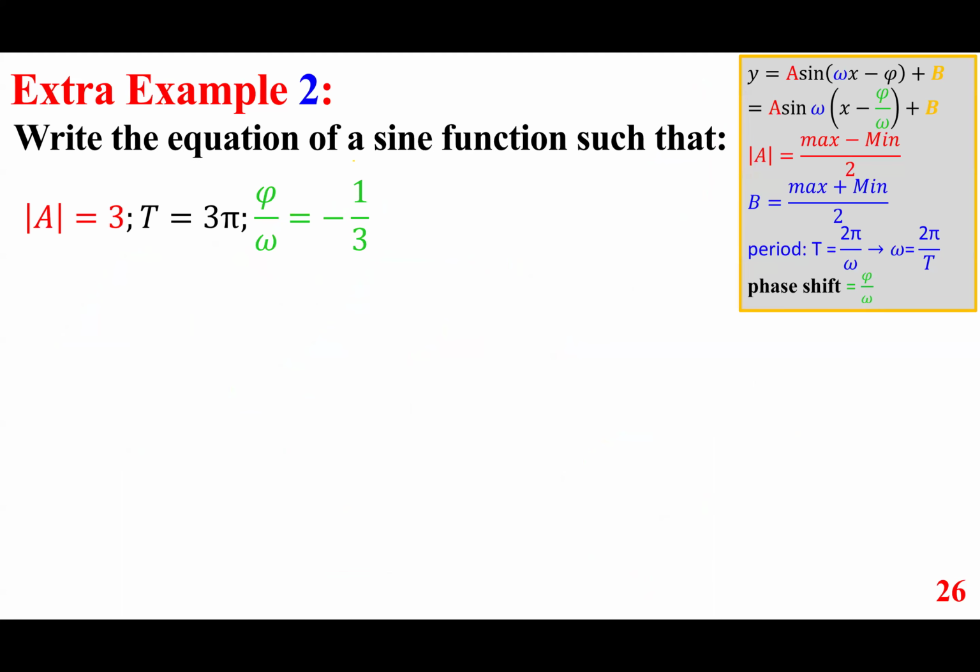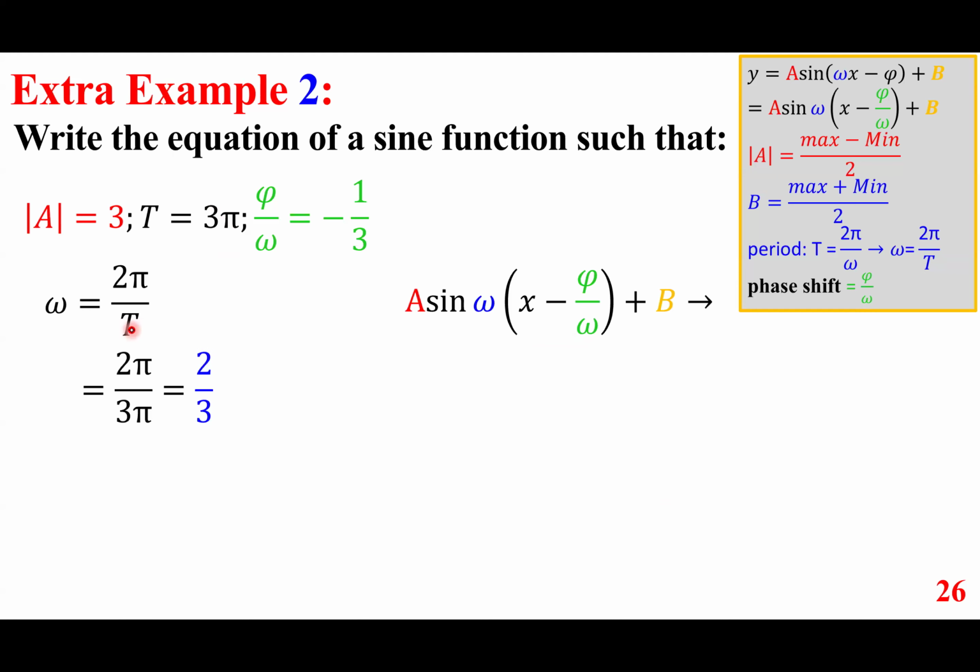We want to write an equation of a sine function given the information as follows. Amplitude is given, T is given, and phi over omega is negative 1/3. So omega is 2 pi over T. This is the general form. Again, there are two formats. This is one format to write it, and we are going to fill up everything. So we start with omega, which is 2 pi over T. So replace the T with 3 pi, and that gives you 2/3.